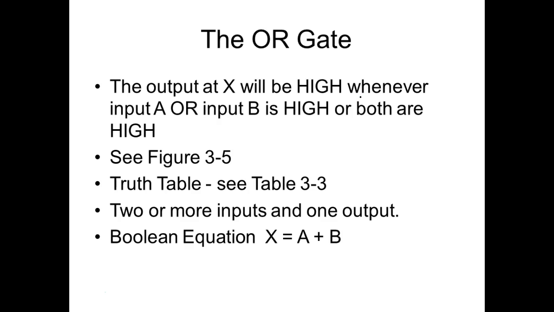An OR gate, the output at X will be high whenever input A or input B is high, or both are high. And here's the Boolean equation. In Boolean equations, we only have one option there, and that is not plus. I don't want to hear anybody say A plus B in this class. That symbol right there we're using to represent an OR. So we would say output X equals A OR B.